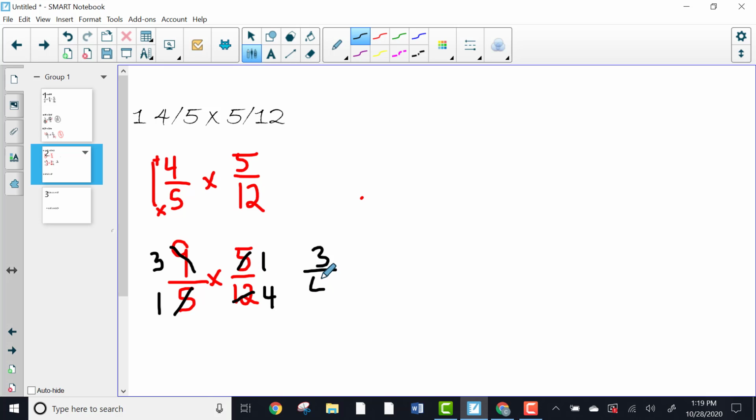1 times 4 gives me 4 for 3/4. If I were not to cross multiply or cross simplify, 9 times 5 is 45. 12 times 5 is 60. And then you would eventually have to simplify it to 3/4 there.